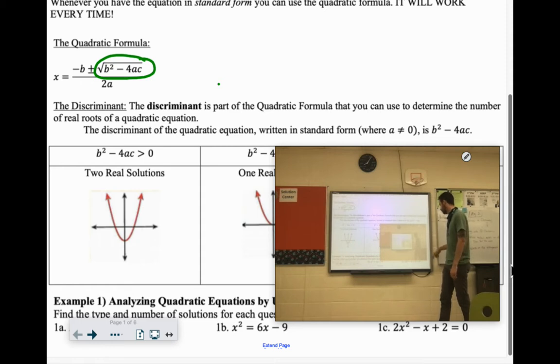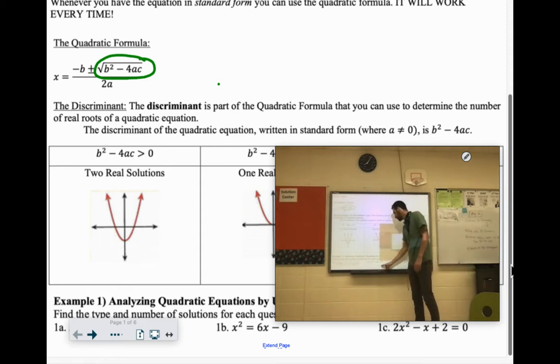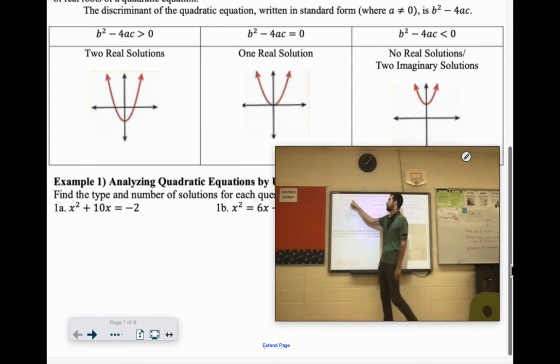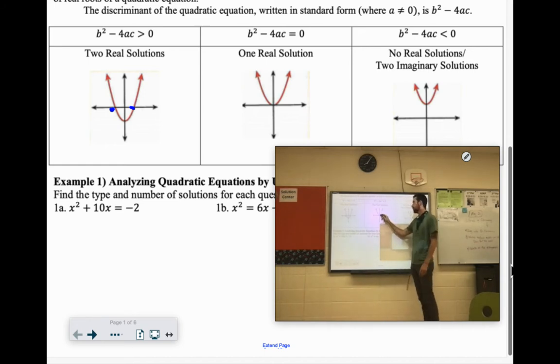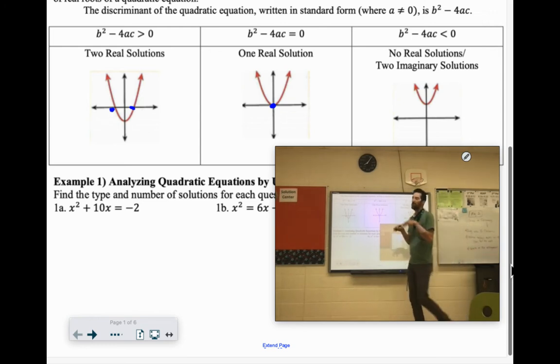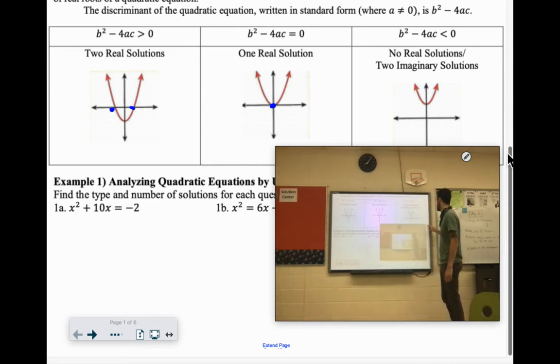Let's see if I'm able to. Oh, I gotta extend the page. So here it is kind of shown in pictures for you. So this is saying if it's greater than 0, aka it's positive, there's going to be 2 solutions. It's going to cross the x-axis at 2 places. If it comes out to exactly 0, it's only going to hit at 1 place on the x-intercept. And if it comes out less than 0, it's going to be above the x-axis. So it never crosses the x-axis. So no real solutions, but 2 imaginary solutions, okay? And I'm pretty sure we have some of everything today.